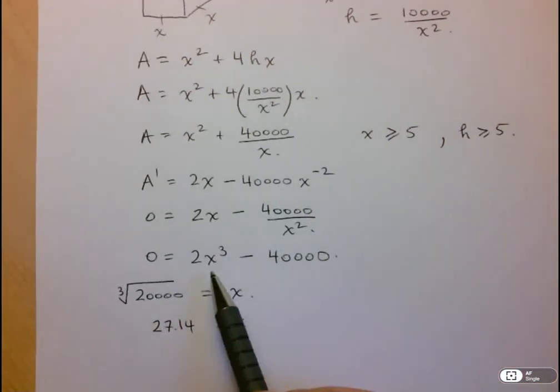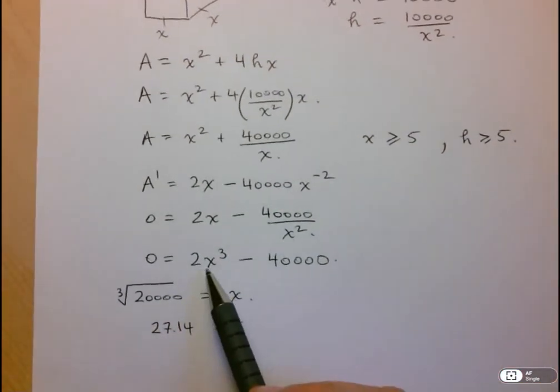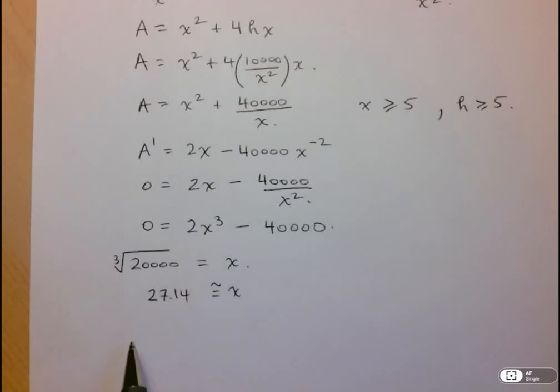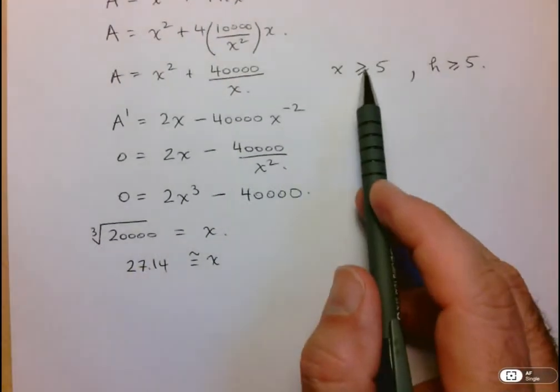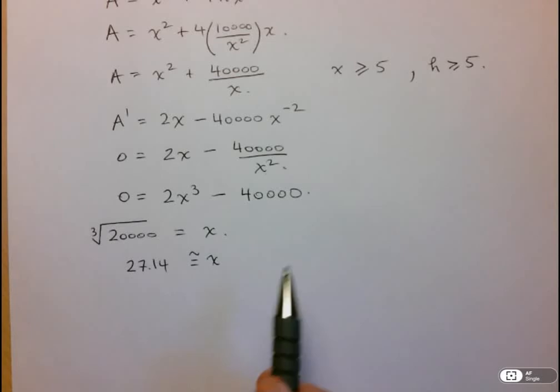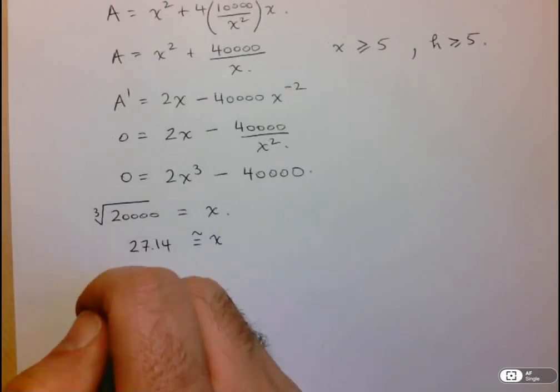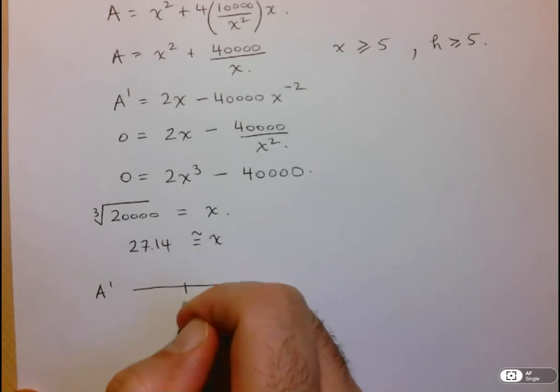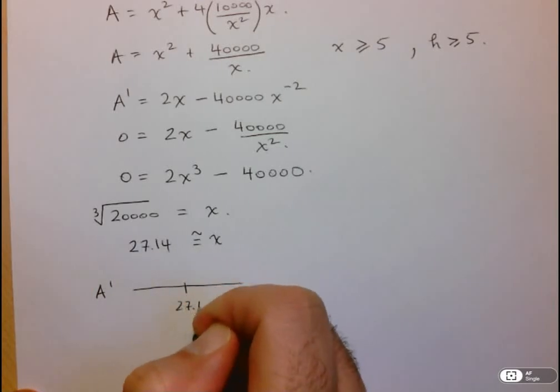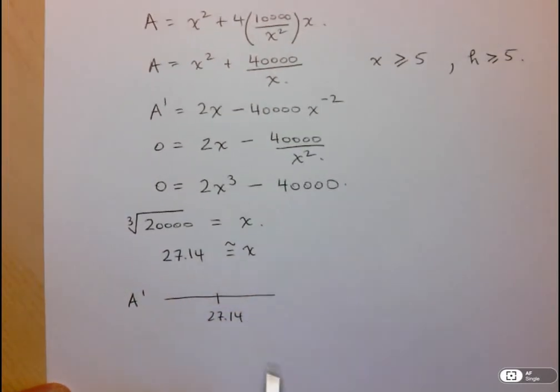However, I do need to make sure that this indeed does relate to a minimum value for my area. Otherwise, I'll have to check the endpoint. Okay, we'll see why in a second. I don't think we'll need to check the endpoint, but we'll see when we get there. So first of all, let's take A prime. So we have to test the sign before and after 27.14.